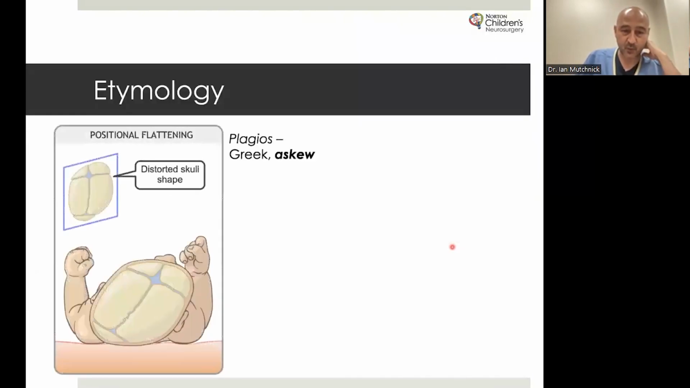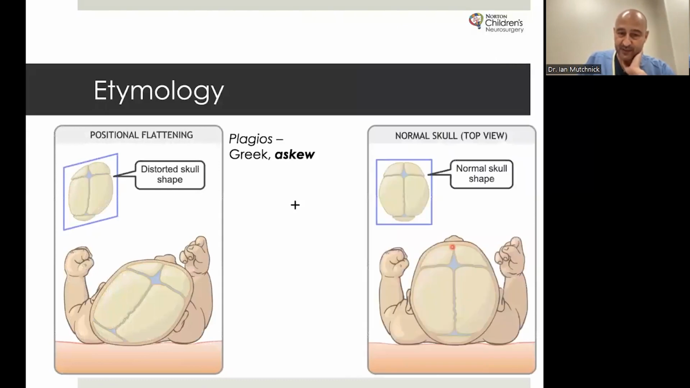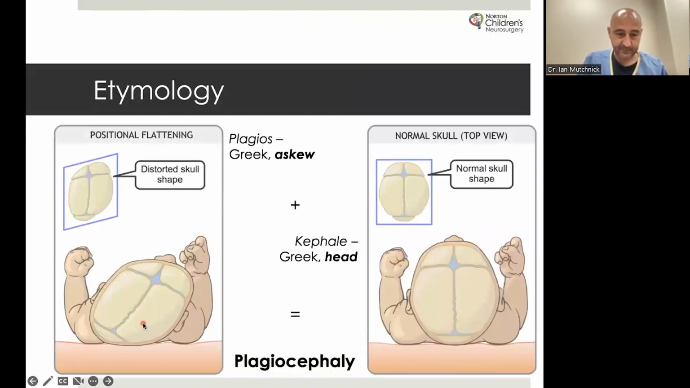Right, so where does this word come from? Plagios is Greek for askew. Cephaly is Greek for head. And so it's askew head, plagiocephaly. That's what it is.